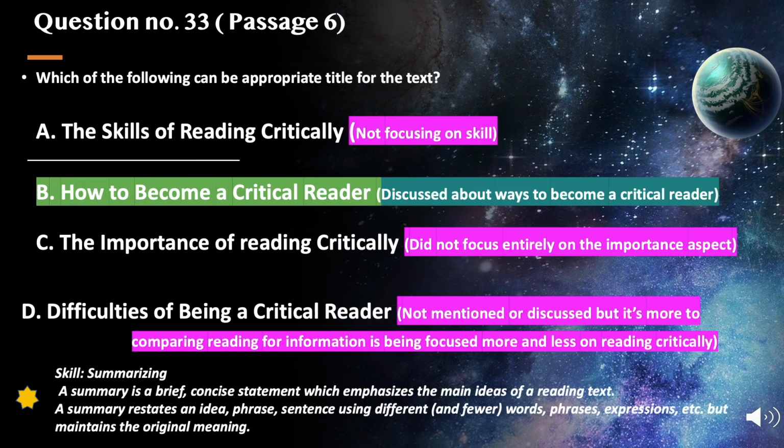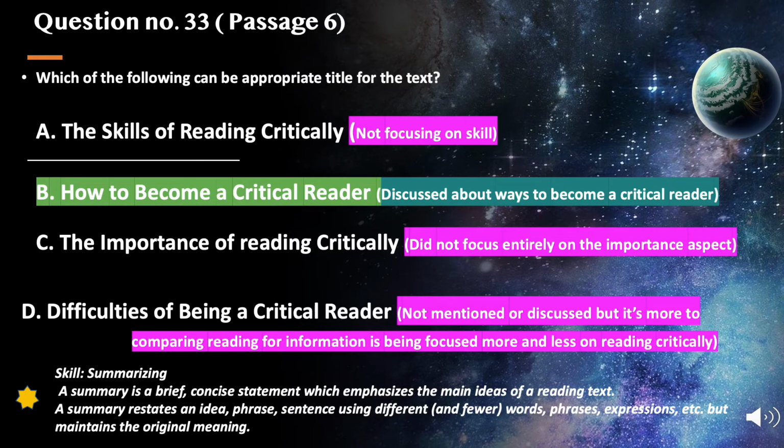For question number 33, which of the following can be an appropriate title for the text? So how do students know what title is suitable for the text? Let us look at the options A, B, C and D. And obviously here B is the answer, because it discusses ways to become a critical reader. So why are options A, C and D not the answers?